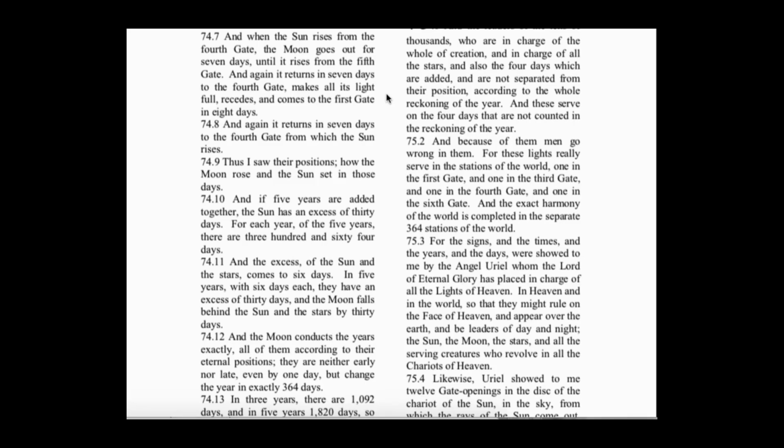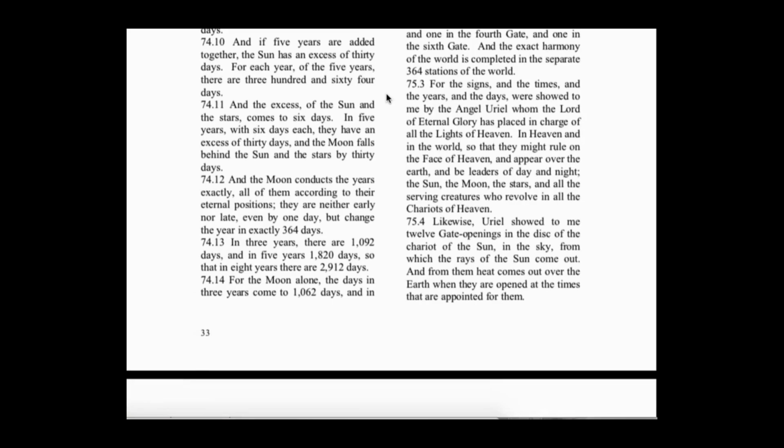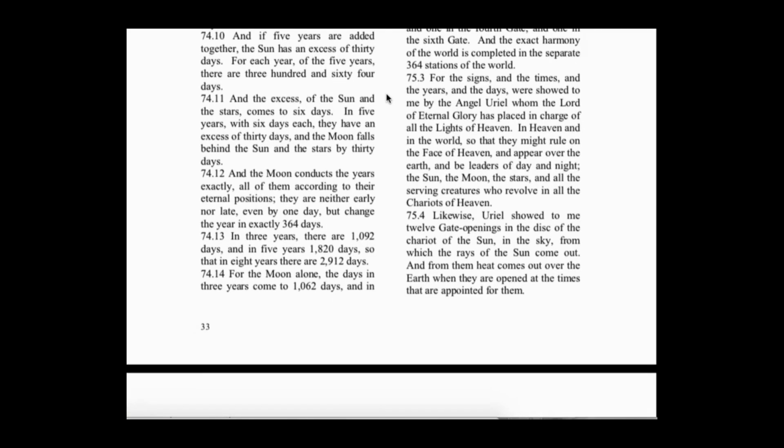Thus I saw their positions, how the moon rose and the sun set in those days. And if 5 years are added together, the sun has an excess of 30 days. For each year of the 5 years, there are 364 days. So it's 364 for 5 years, not 365, not 365.